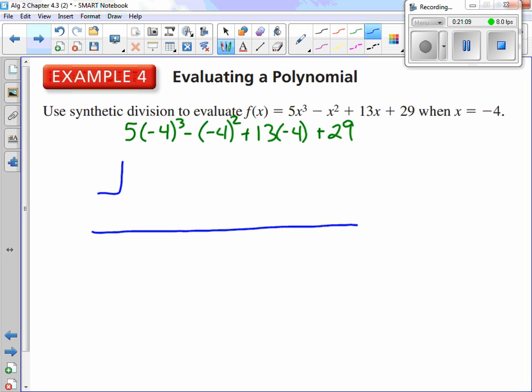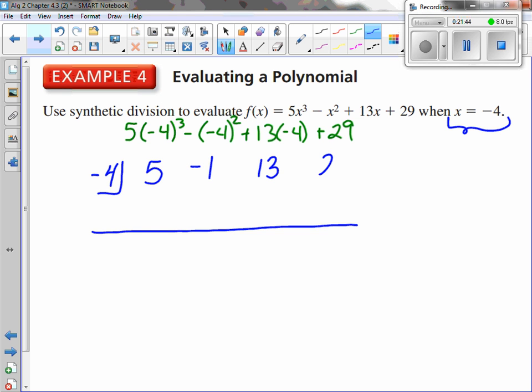let's do synthetic division. Well, we've been doing most of this class period. Well, one nice thing is they told me x is equal to -4, yes? I don't have to solve anything. I just put -4 into the cubbyhole because it told me x is -4, yes? So it told me that value. I don't have to do anything with it. Now, the numbers in front of the variables that go across here would be 5, -1, 13, and 29, yes?